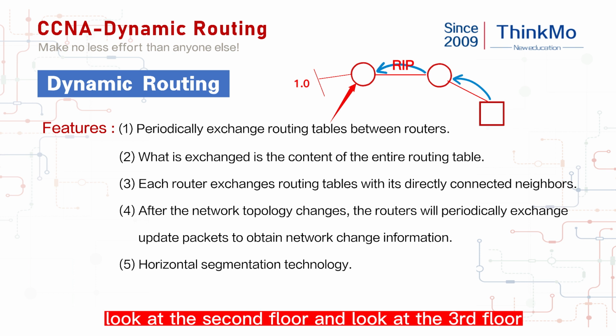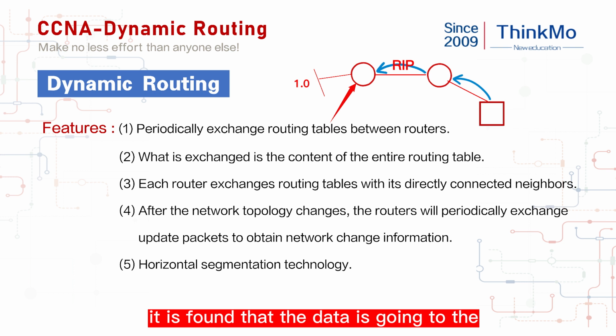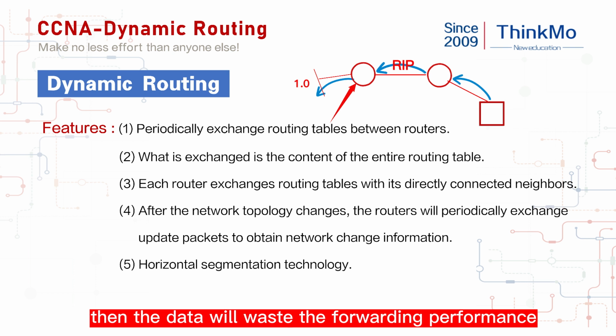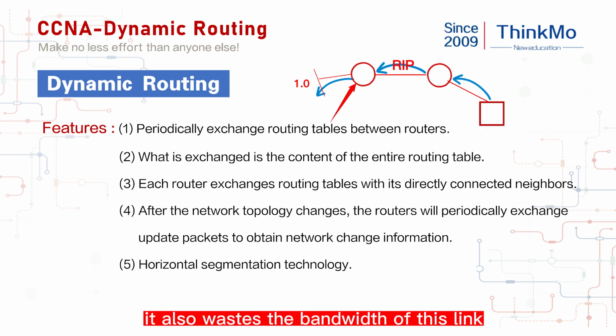Look at the second layer and then the third layer. In the third layer, it is found that the data is going to the 1.0 network segment. If there is no such entry in its table, the packet will be discarded. Then the data will waste the forwarding performance of the device, that is, waste device hardware. It also wastes the bandwidth of this link.